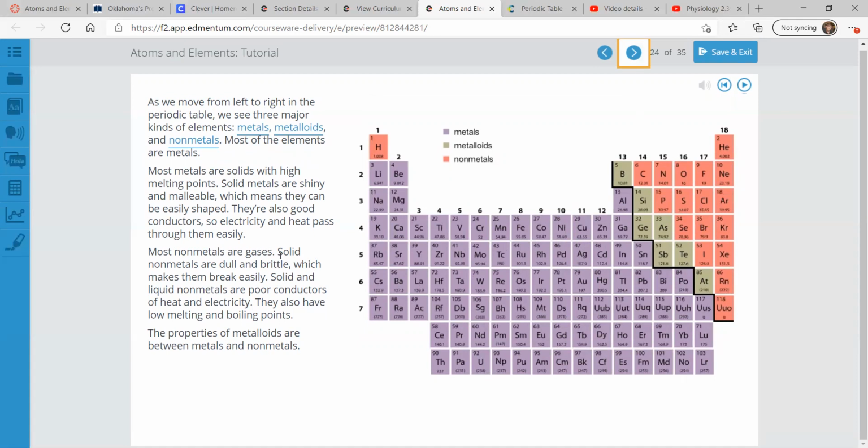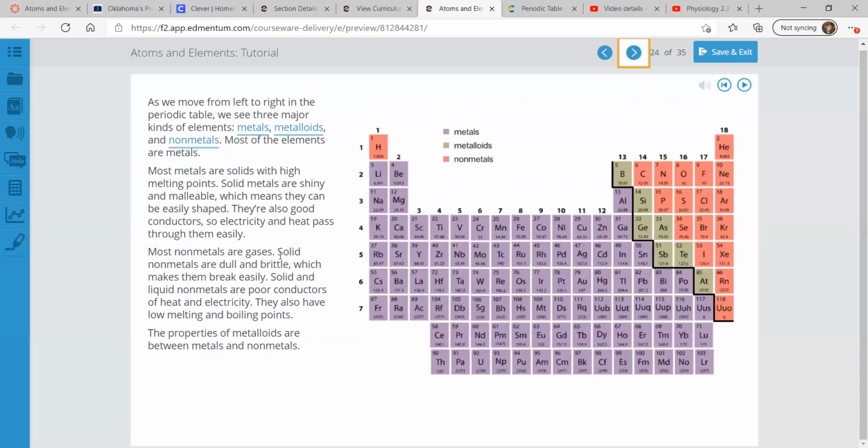Most of the elements are metals, and these metals are solid with high melting points. Solid metals are shiny and malleable, which means they can be easily shaped. They can be used as conductors as well, because they're really good at conducting electricity, and heat passes through them easily. Most non-metals are gases, so think hydrogen, helium, neon, argon, those types of things, radon.